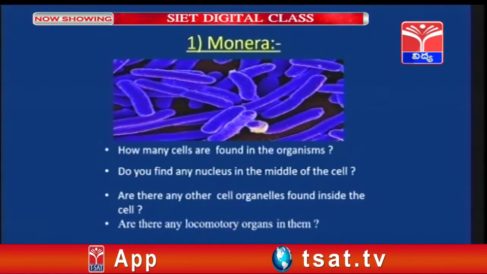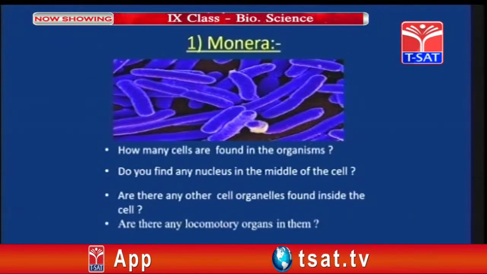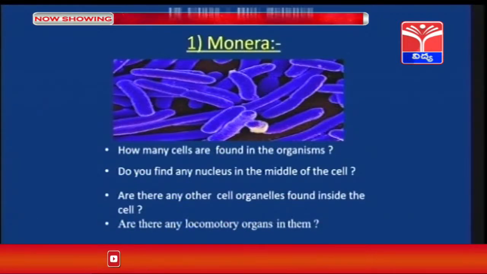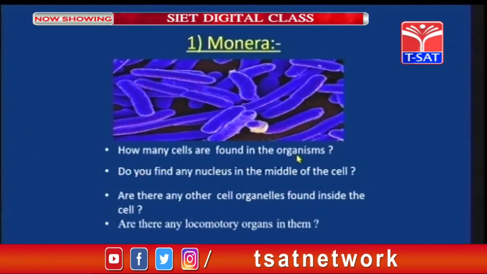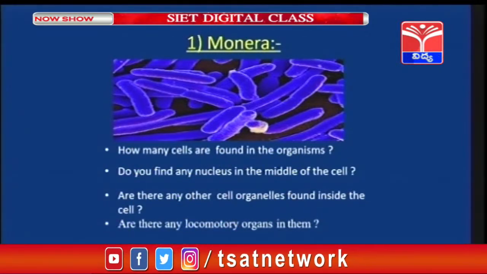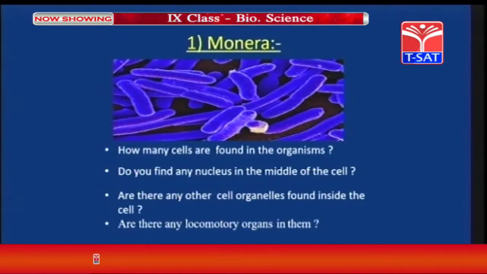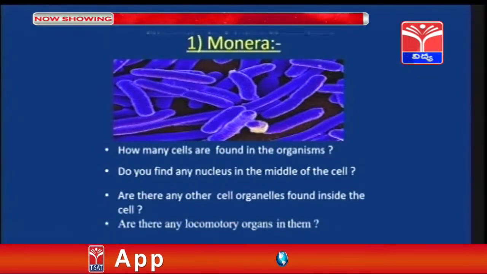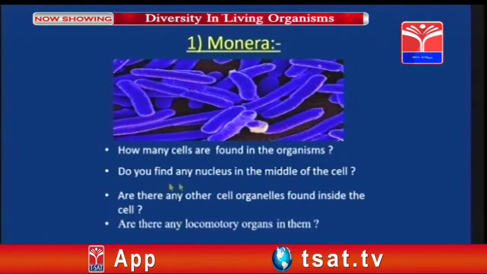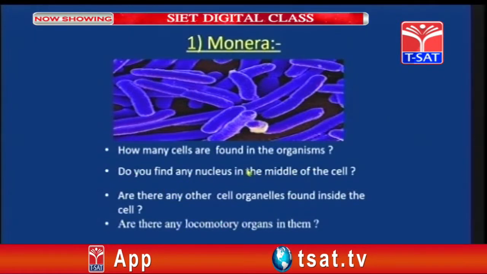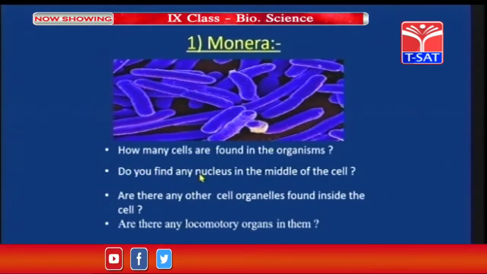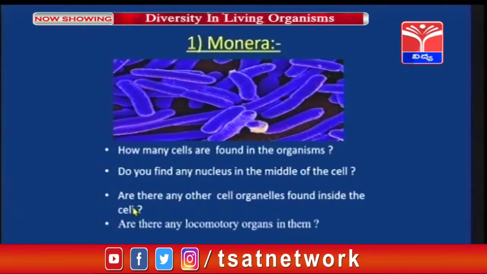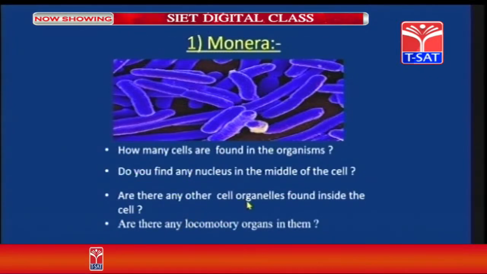First kingdom is Monera. That means this is the primitive organism, the first formed organisms. So how many cells are found in these organisms? So children, in Monera, single-celled organisms are present. That means unicellular organisms are present. Do you find any nucleus in the middle of the cell? Children, as we told, Monera means prokaryote. That means nucleus is absent. Are there any other cell organelles found inside the cell? No, no cell organelles are found.